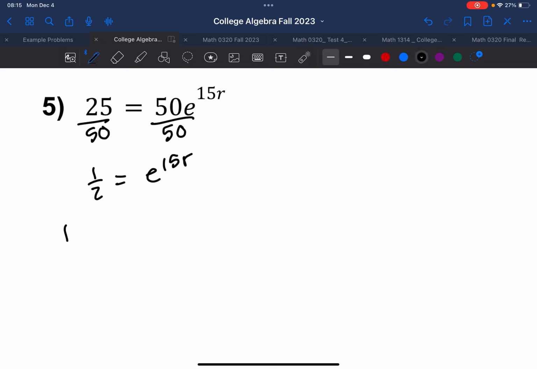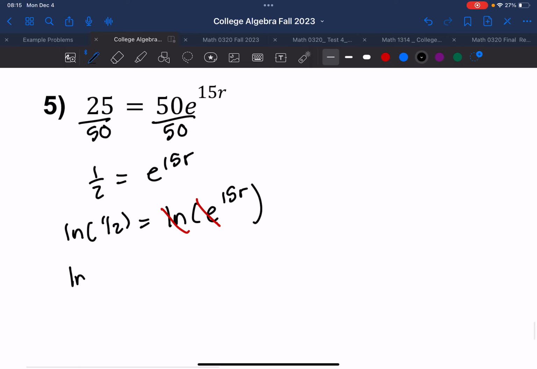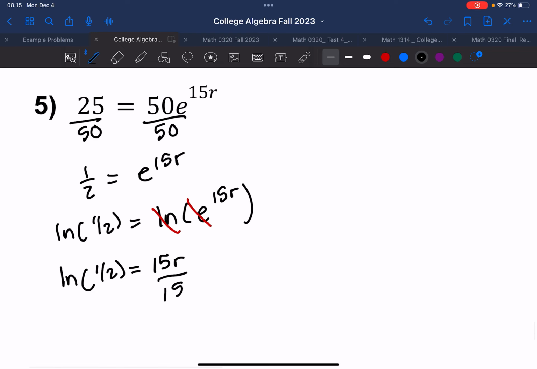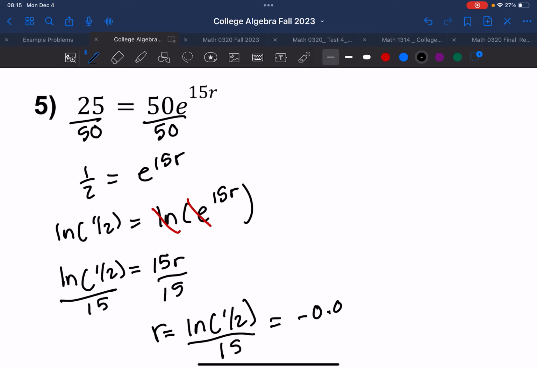So I'm going to do the natural log of 1/2 is equal to the natural log of e to the 15r. The natural log cancels out the e. So I'm left with the natural log of 1/2 is equal to 15r. And in order to get r by itself, I have to divide both sides by 15. So I'm left with r is equal to the natural log of 1/2 divided by 15, or approximately negative 0.05 if you type in your calculator.